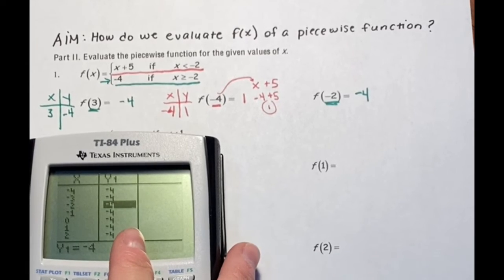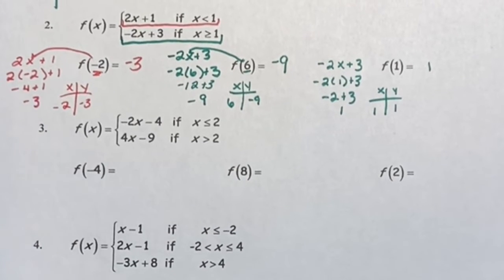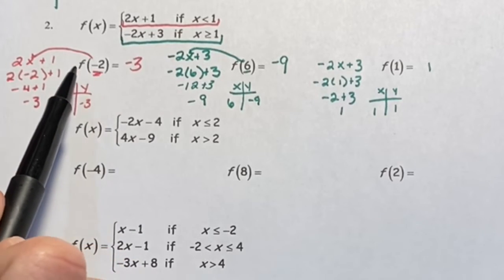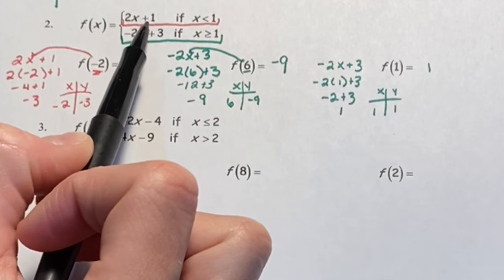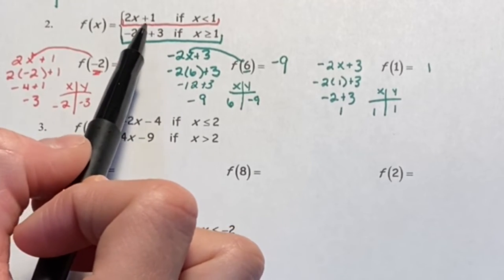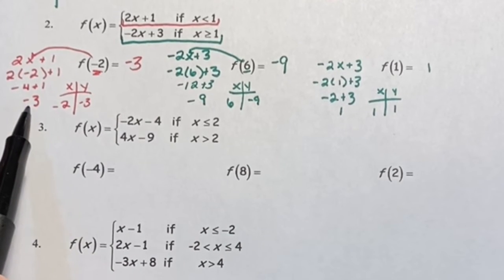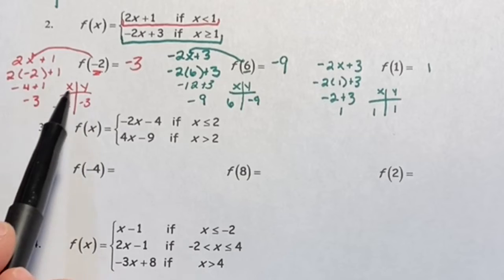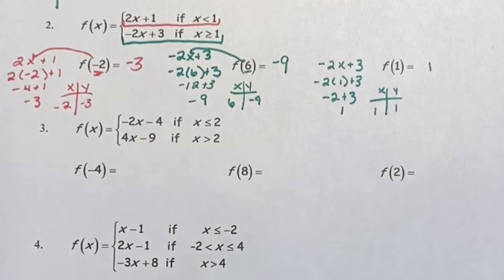All right, so I want you to take a second to try example number 2. All right, so looking at example 2, here in the first question, we want to find f of negative 2. Negative 2 is less than 1. So we're going to use this first equation, 2x plus 1. And there are two ways that we could do this. The first way is we could substitute in negative 2 for x and solve to get negative 3. Or we would put it in our table and look for where x is negative 2. My y value is negative 3. So f of negative 2 gives me negative 3.